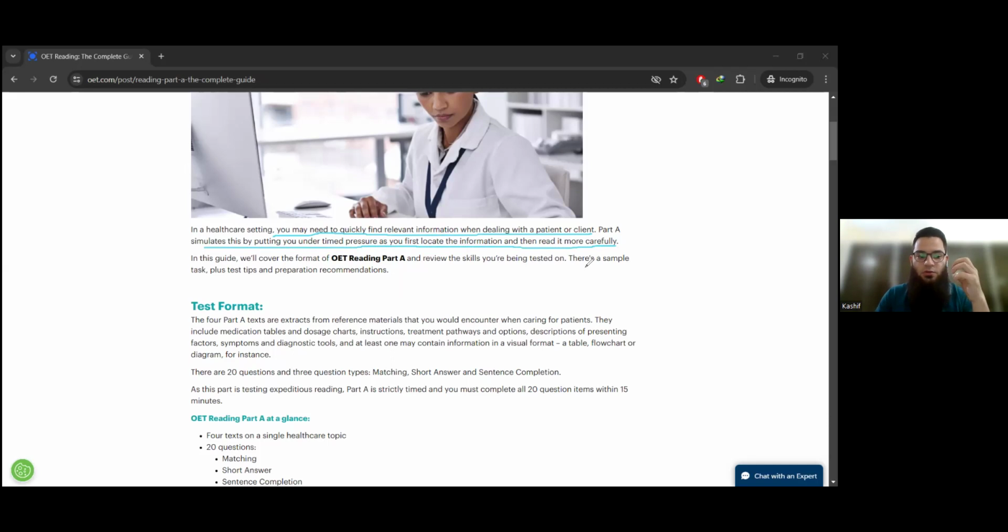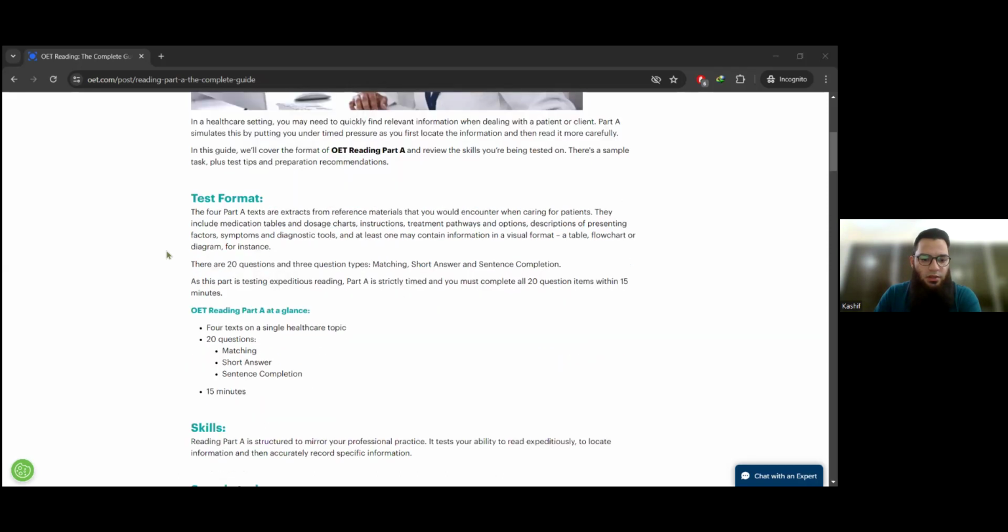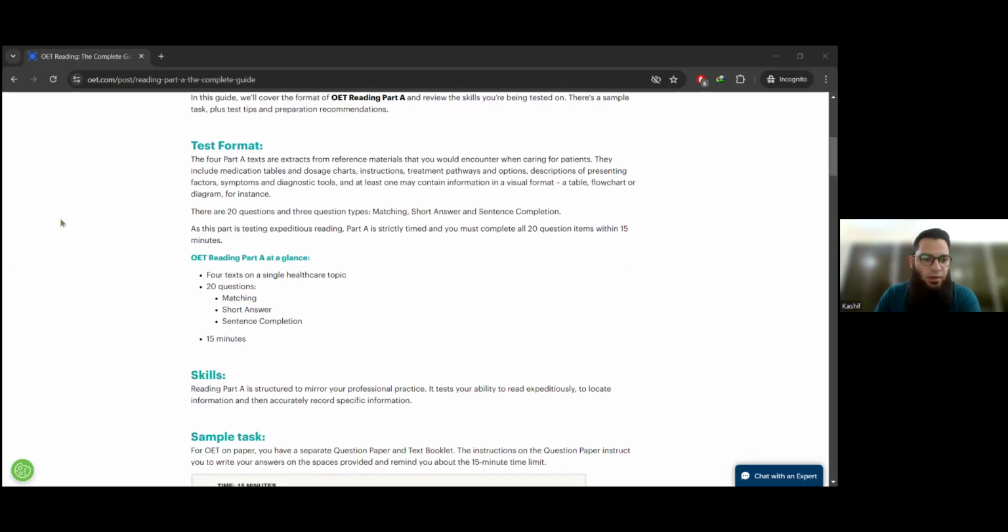It's very easy once you have controlled your nerves, once you have practiced a lot, once you know that you have only 5 minutes for reading and 10 minutes for solving the questions. Trust me, it will be really easy for you, and eventually you will finish this Part A even before the given time. In this guide, we'll cover the format of OET Reading Part A and review the skills you are being tested on. There is a sample task plus test tips and preparation recommendations. We'll briefly look at what they are showing here, and then we will move to the practice part.